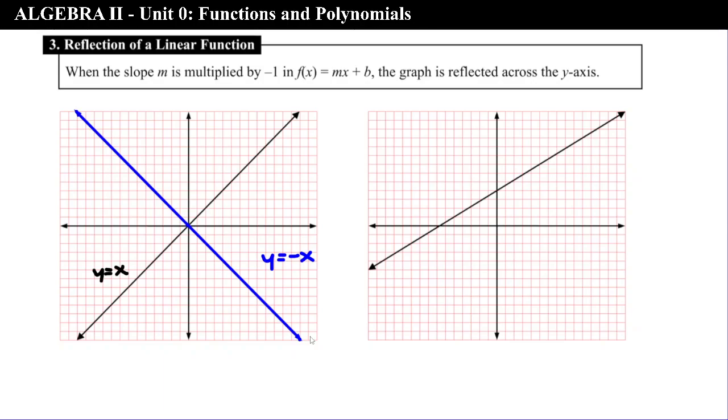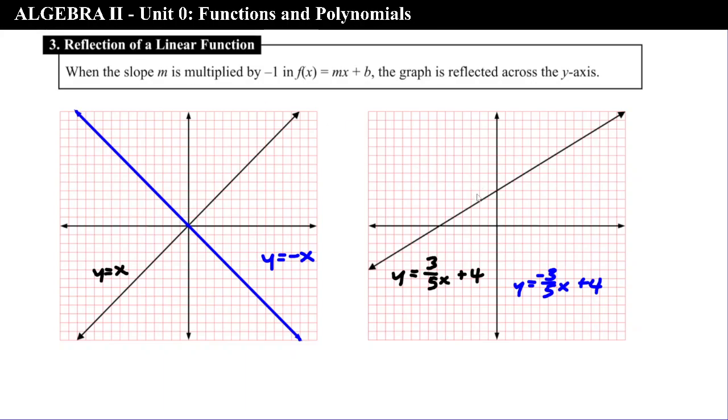Now, it doesn't have to be from the parent function, and this last example shows that. What we have here is the graph of y equals 3/5 x plus 4. What I want to find out is what it looks like if we do a reflected function where we just change the sign of our slope and make it -3/5, and the rest of the function remains the same. Well, we would expect it to reflect across the y-axis.